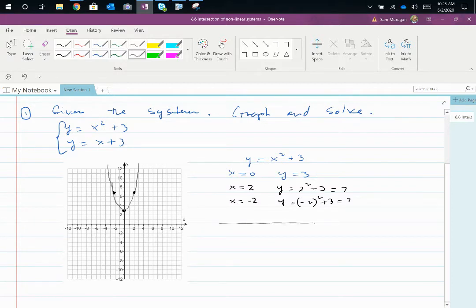Okay, now the second equation is a straight line, y is equal to x plus 3, and we simply graph this using intercepts. Okay, when x is equal to 0, y is equal to 3. When y is equal to 0, x is equal to -3. So we take those two intercepts. When x is equal to 0, y is equal to 3. And when x is equal to -3, y is equal to 0, we put a straight line through those 2 points, and we have our second graph.